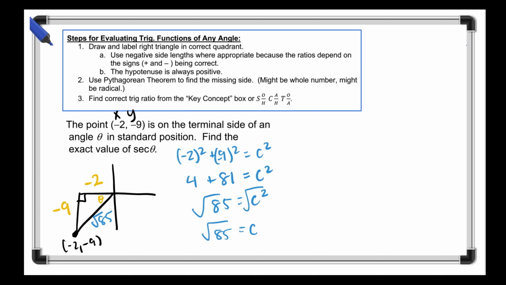Now what we're going to go ahead and think about is you want to find secant. So the secant of theta, secant is the reciprocal of cosine. So that is going to be h over a. And we have square root of 85, over my adjacent side, which is negative 2.